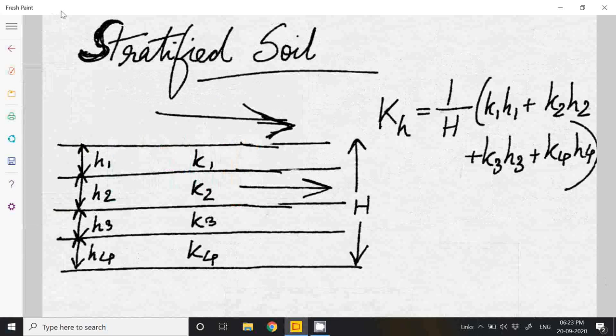So two types of permeability we have encountered. Equivalent permeability, like we find the equivalent stiffness of springs or equivalent discharge or equivalent voltage. It is a similar concept. We have to find the equivalent permeability for two situations: when the flow is normal to the planes and when the flow is parallel to the planes. Normal to the planes we have already discussed, and this is the formula for when the flow is parallel to the planes.